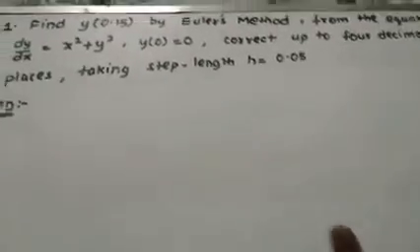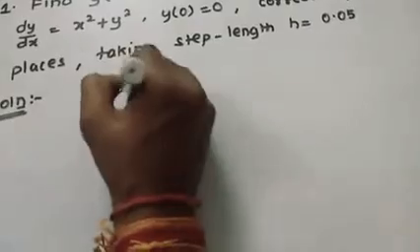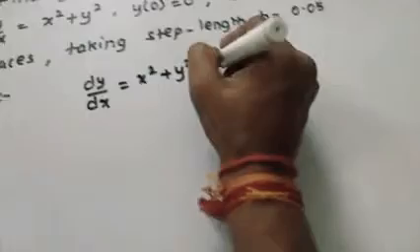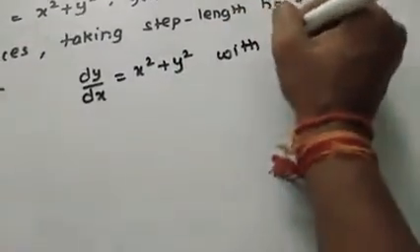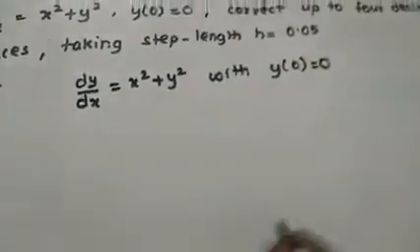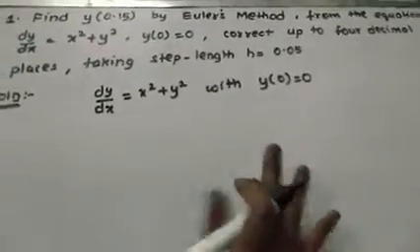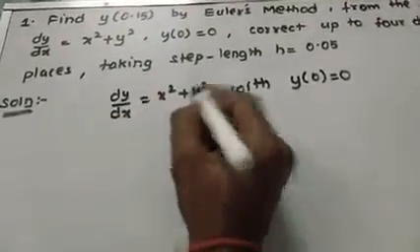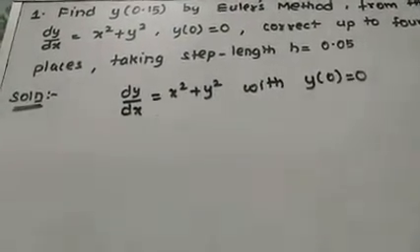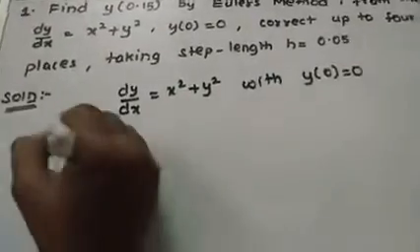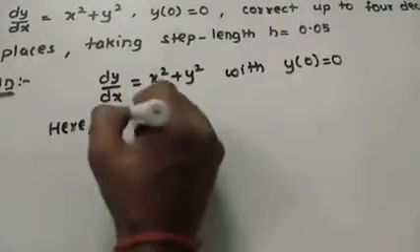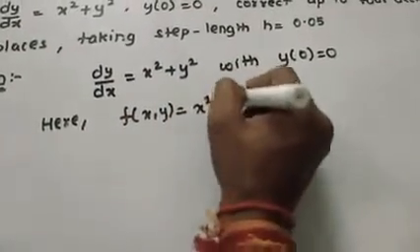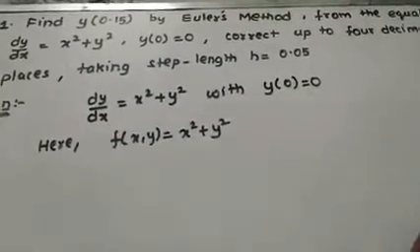Now what is the information I have? First of all, what is given here? dy by dx equals x square plus y square with y of 0 equals 0. If you compare this line with the first line of the proof of the theorem, what was the line? dy by dx equals f of x, y. And what is here? x square plus y square. So here, what is your f of x, y? Always remember that your f of x, y is nothing but the right hand side, x square plus y square.